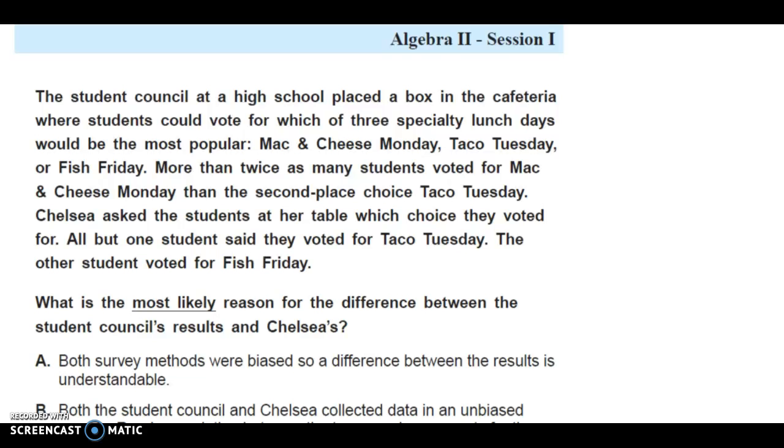Okay, now we're going to go over those EOC questions that you saw on the practice EOC. So take a second, you can pause the video and go ahead and read this scenario.